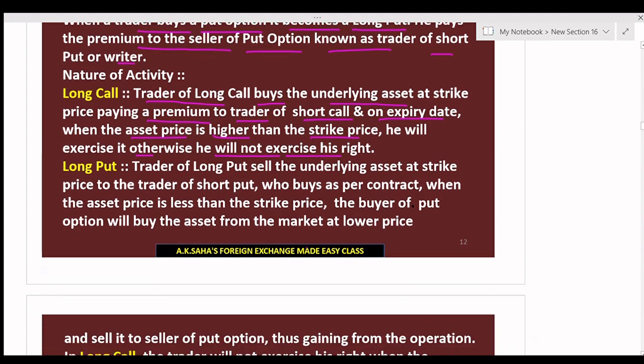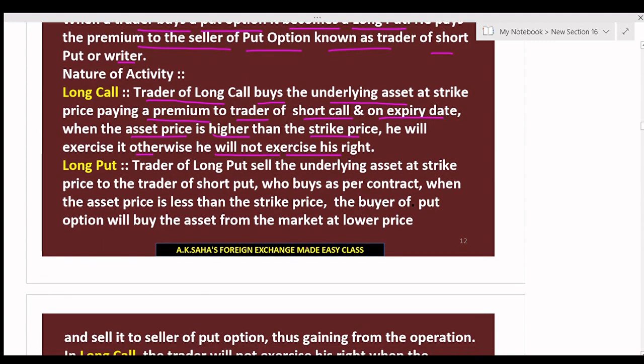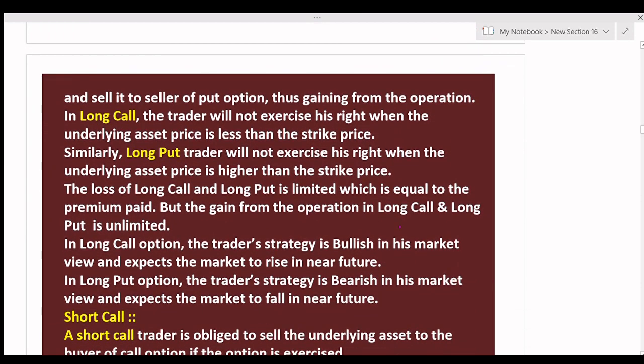Long put. The trader of a long put sells the underlying asset at the strike price to the trader of short put, who buys at the price per contract. When the asset price is less than the strike price, the buyer of the put option will buy the asset from the market at a lower price and sell it to the seller of the put option, thus gaining from the operation.